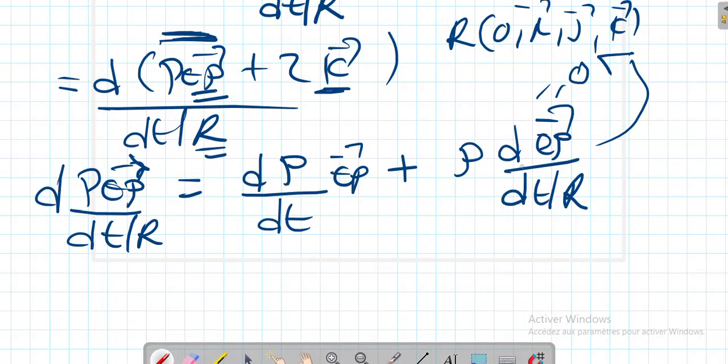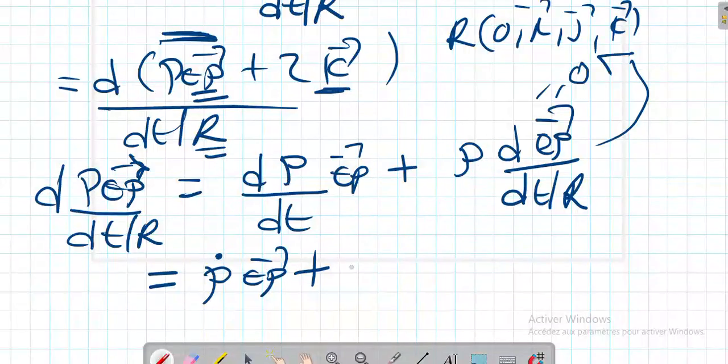Once you master these things, now what's the difference? That's the derivative of rho with respect to time. Anything with respect to time, you put rho dot, then E rho, plus now our main job is what's the derivative of E rho with respect to time.